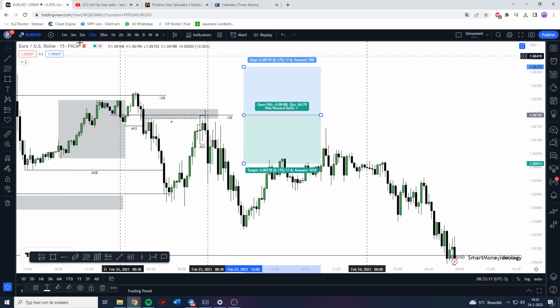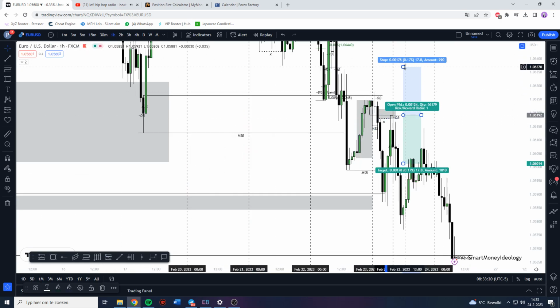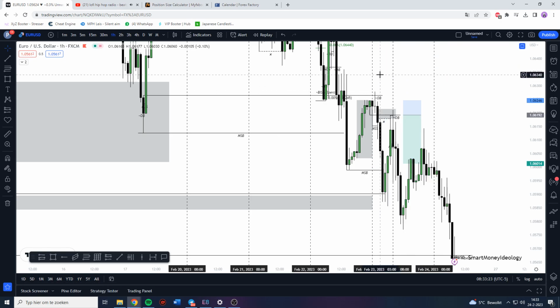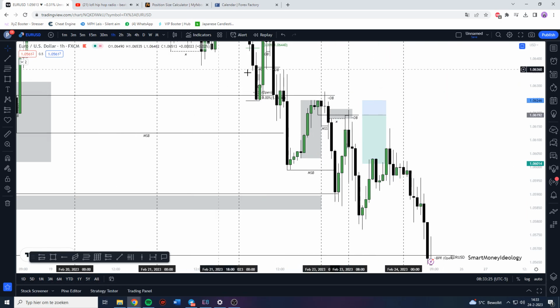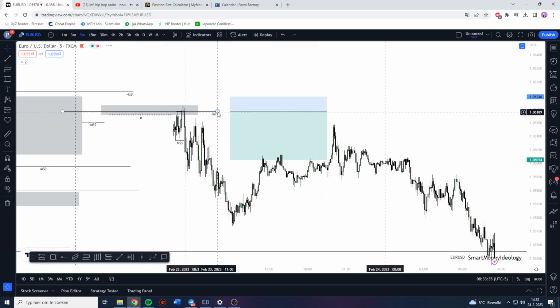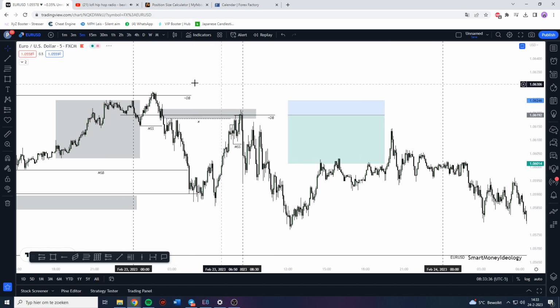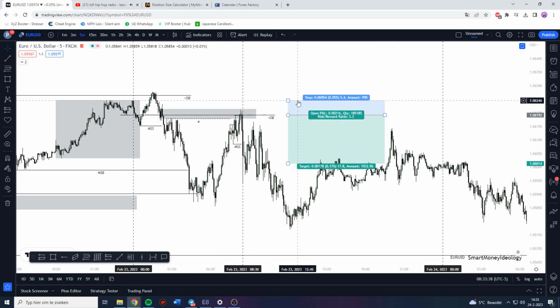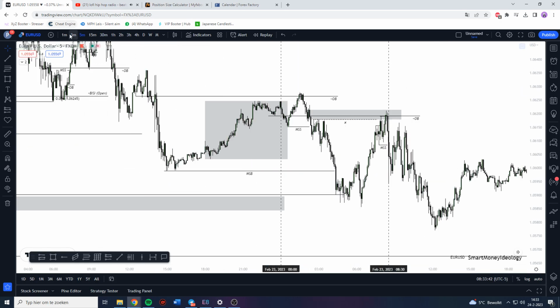So I was short from here, and my stop loss was above the bodies because I didn't see price coming back again, because when the day opened, price already took out these highs. So this is an institutional sponsored high. And then let's go into the action.